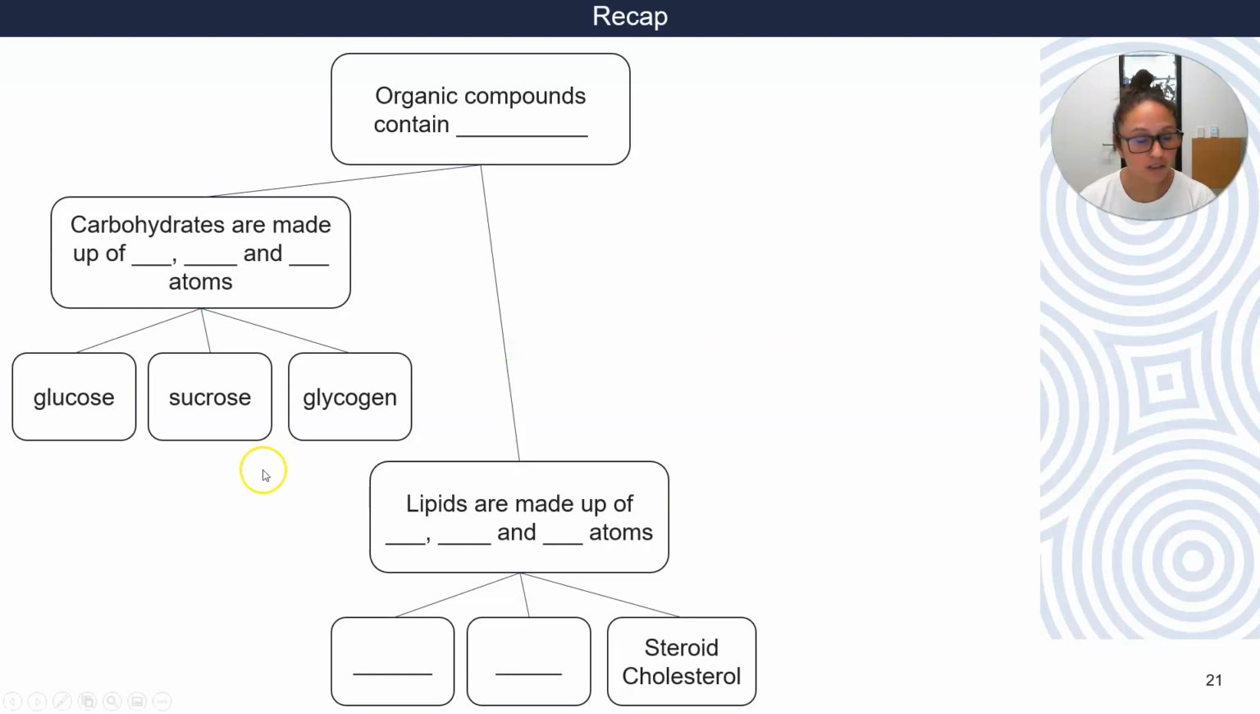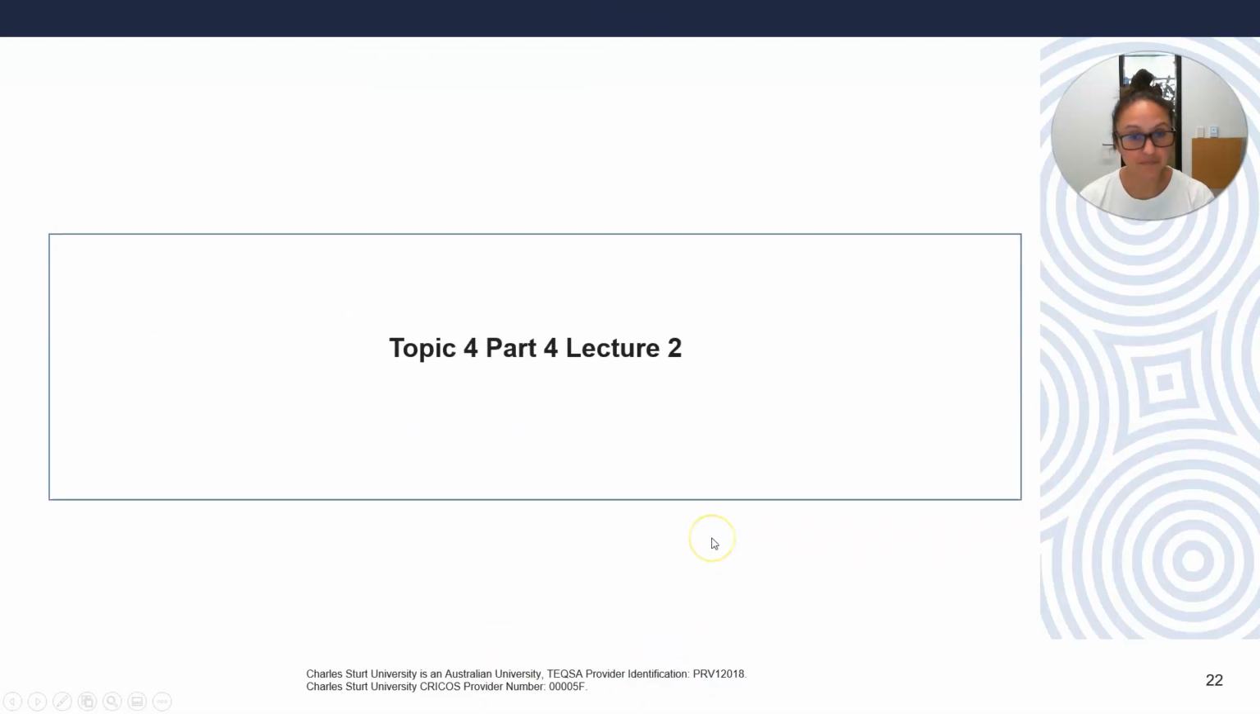Okay, a little bit of a recap. Lipids are made up of carbon, hydrogen, and oxygen. And we had a look at 3 examples. We looked at triglycerides, we looked at phospholipids, and we also looked at cholesterol. Yay!